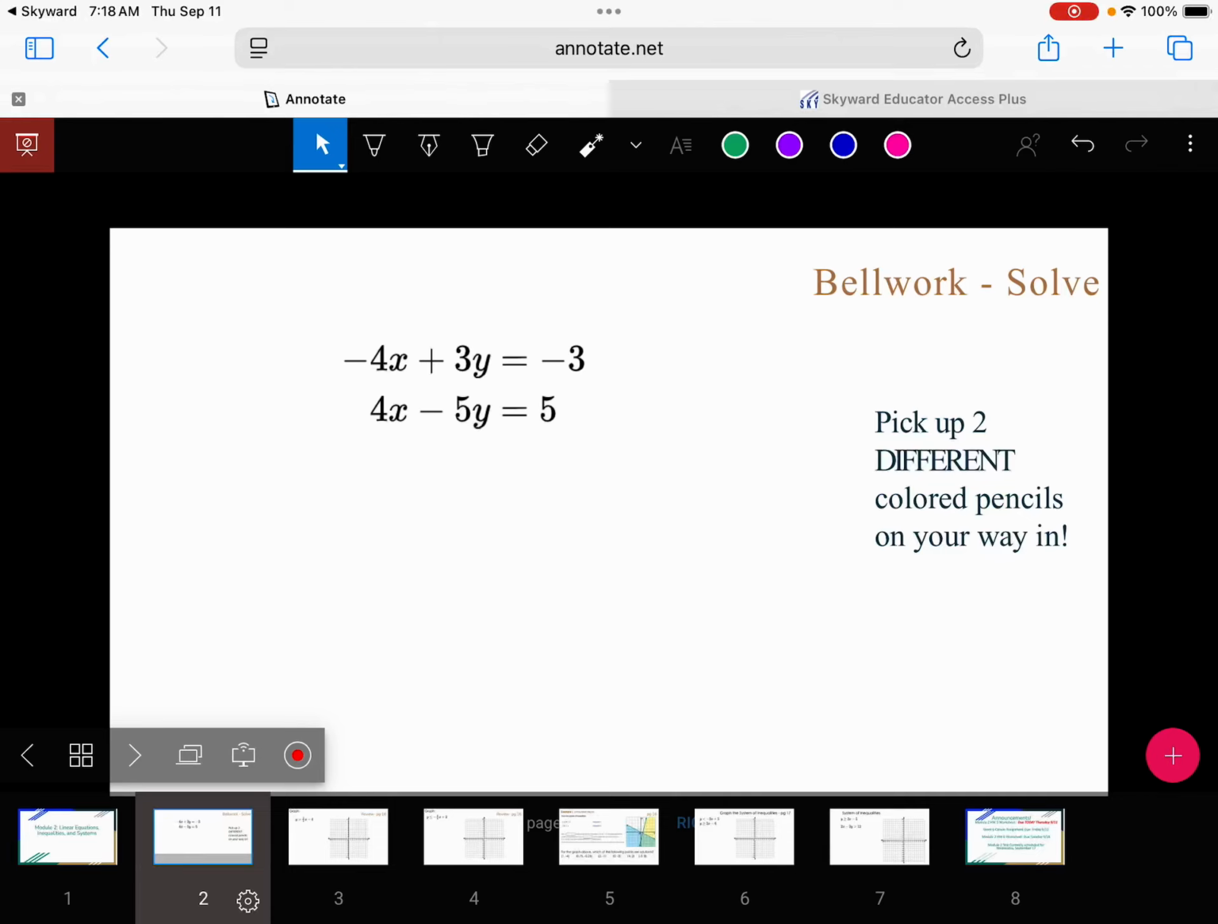Nicely for substitution. Really not. If I tried to get this to be an x equals or a y equals, it would be very unpleasant. There would be fractions everywhere. Ew. But this is actually set up quite lovely for our elimination that we talked about yesterday.